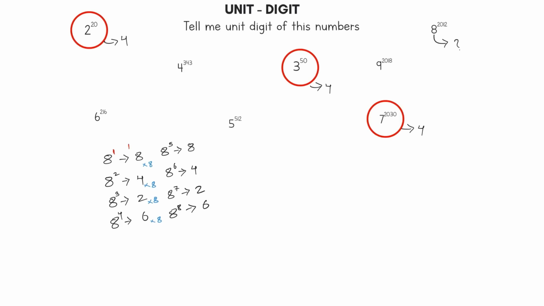So 1, add 4 to that, 5. Okay, add 4 to that, 9. So 8 raised to 9 will have unit digit of 8, and then so on, just like the previous problems.